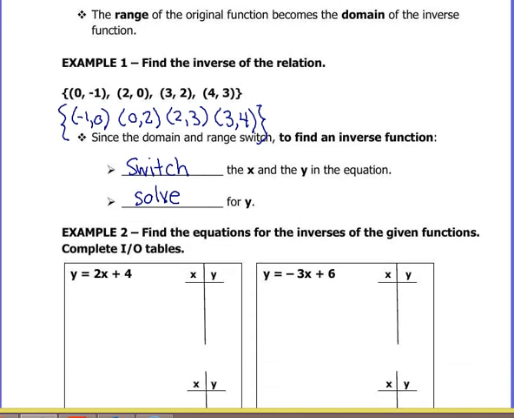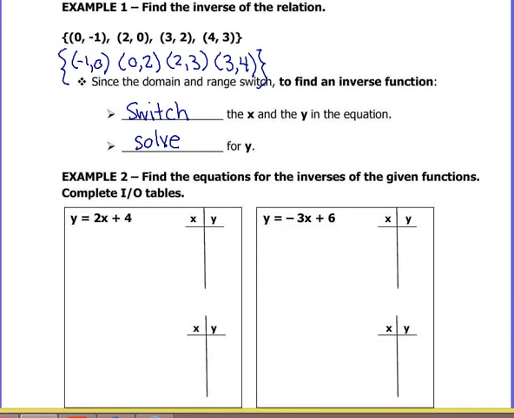Let's try an example. Example 2, find the equations for the inverses of the given functions, complete I/O tables. We're probably just going to complete one point in each I/O table so that you can see what an inverse function does. Well, you're given the equation y equals 2x plus 4. You are asked to find the inverse equation, the equation that will switch the domain and range. The direction above says to simply switch the x and the y in the equation. Just the letters, no numbers.